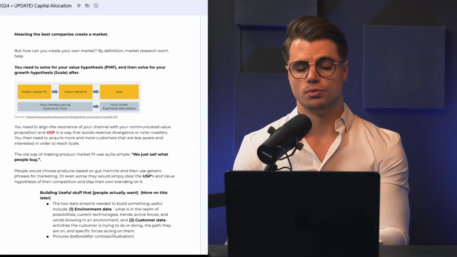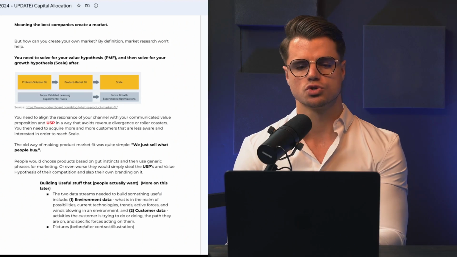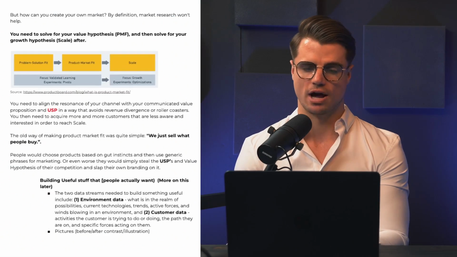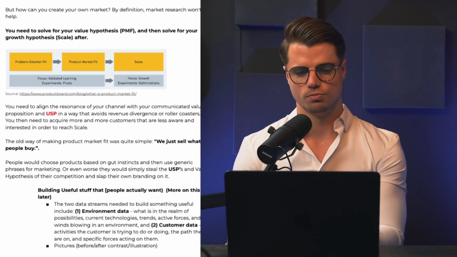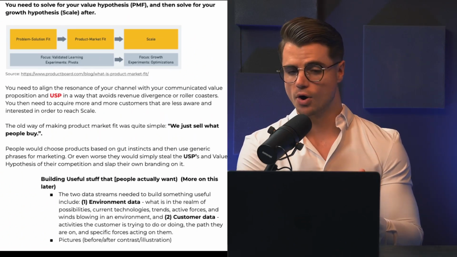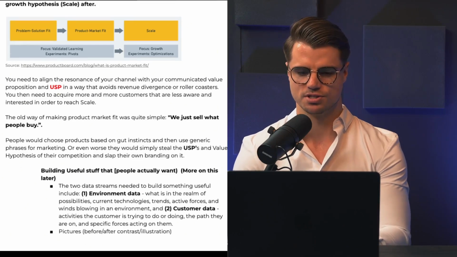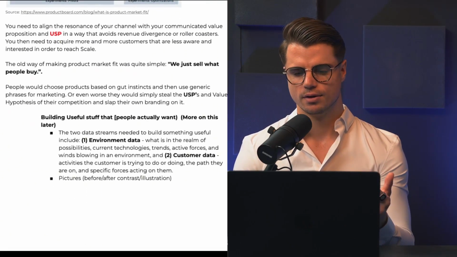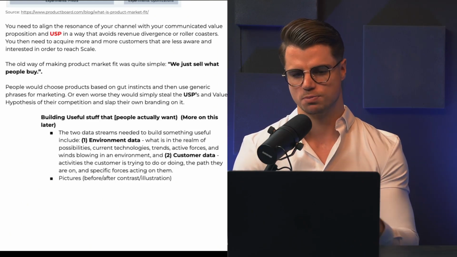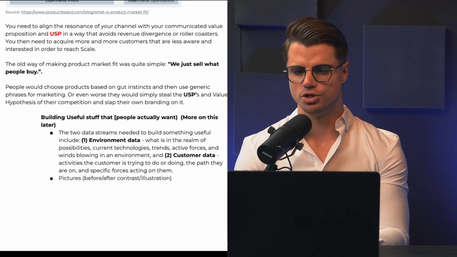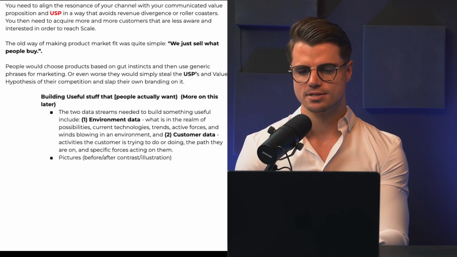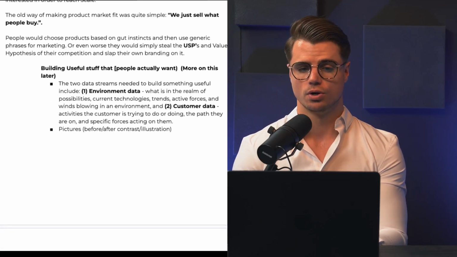By defining the market, research won't help you with that. However, you need to solve for your value hypothesis, which is your product market fit, and then solve for your growth hypothesis, which is your scale. Now, if I zoom in here real quick, we have the problem solution fit, then you have the product market fit, and then you have the scale. Okay, now there are different ways to break that down. Now you need to align the resonance of your channel with your communicated value position, or what is also known as a USP, in a way to avoid revenue divergence or roller coasters. Okay, you then need to acquire more and more customers that are less aware and interested in order to reach scale.